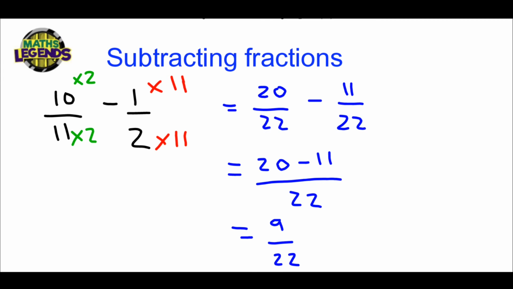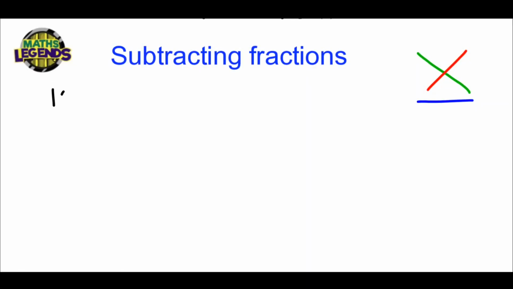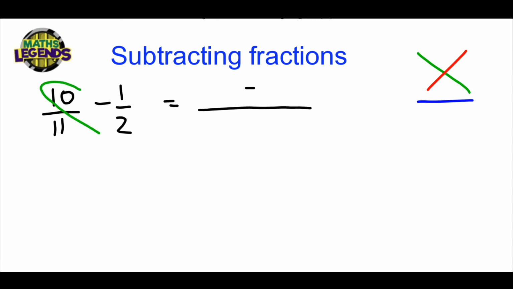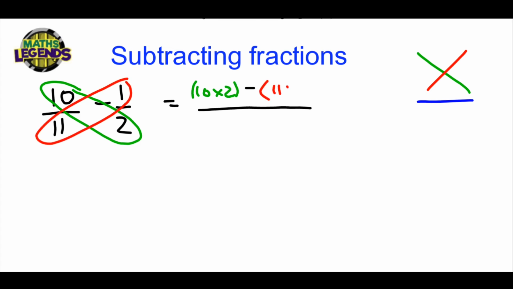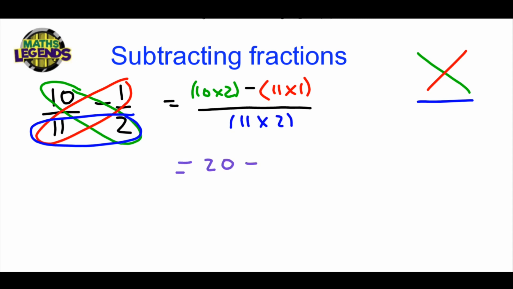Now let's do the same question, but with the other method. 10/11 minus 1/2. So we know we're going to put a minus in the middle, and it's going to be a divisor here, so we'll place those in first. We do the first cross, so that's 10 times 2. We do the next cross, which is 11 times 1, and we do the bottom, which is 11 times 2. This simplifies to 20 minus 11 all over 22, and 20 minus 11 is 9/22, which is the same answer we got before.